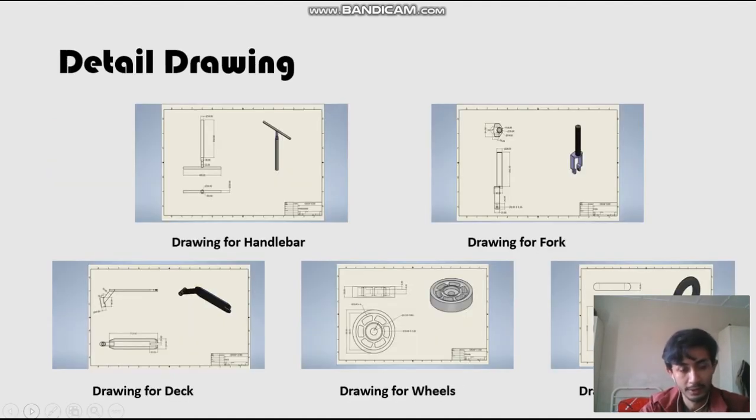Okay, the next one is a detailed drawing that I've drawn in full detail. I will explain it completely in the report. This is the drawing for the handlebar in the first picture, and the second one is the drawing for the fork, then the drawing for the deck, next the drawing for the wheel, and the last one is the drawing for the tire.